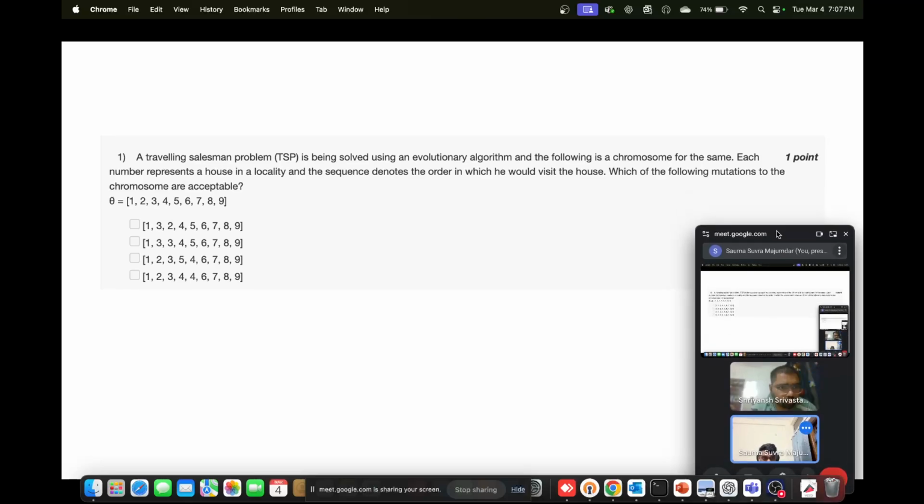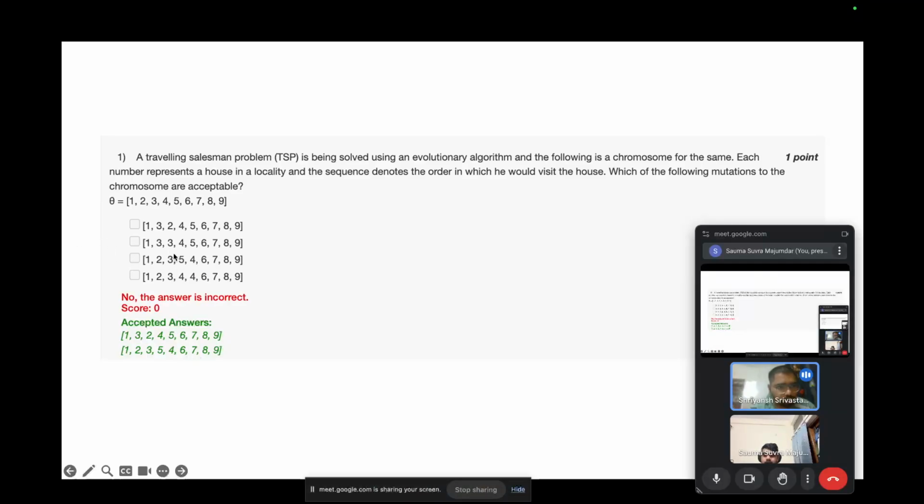You can see the question, right? Yeah, I can see it. Acceptable mutations. We cannot have three together. Why not? The first and the third can be done, not the second and the fourth one. Because we are mutating the three with the two and the four with the five.